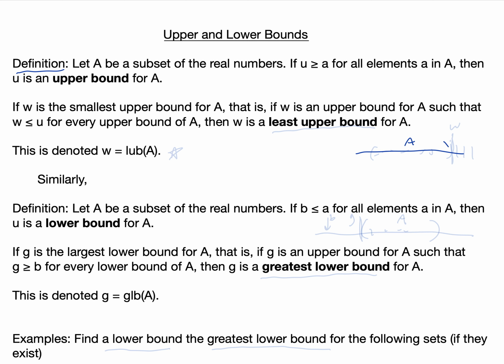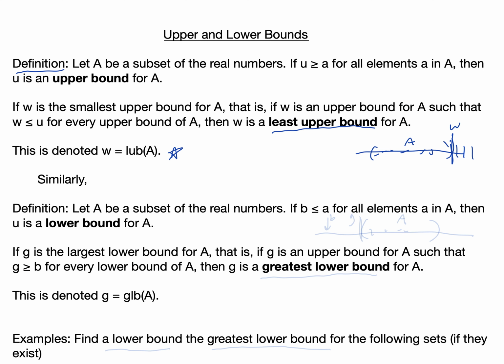If W is the smallest upper bound for A, that is, if W is an upper bound for A, so here's our set A, and there's some stuff in there, and there may be many different upper bounds. But if W is the smallest upper bound for A, then W is the least upper bound for A. So if W is less than or equal to every other upper bound for A, then W is a least upper bound for the set. And it's denoted in this manner: W is LUB of the set A.